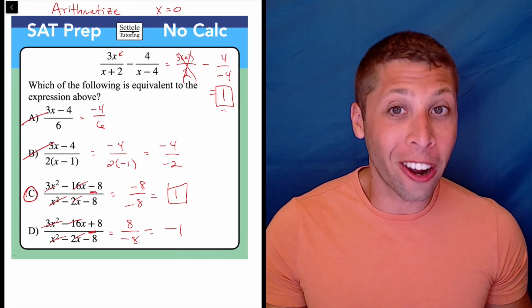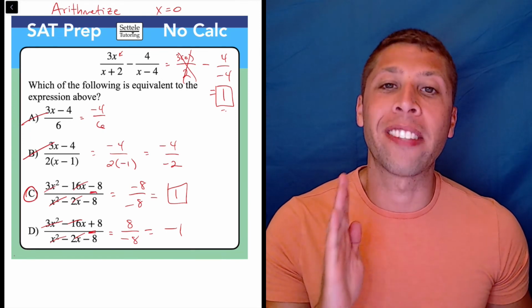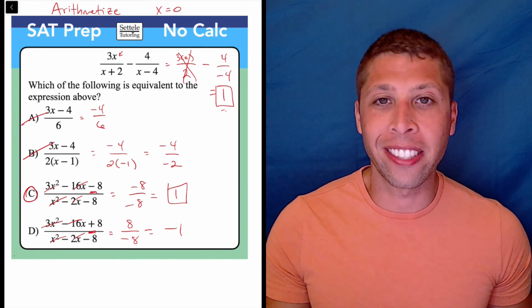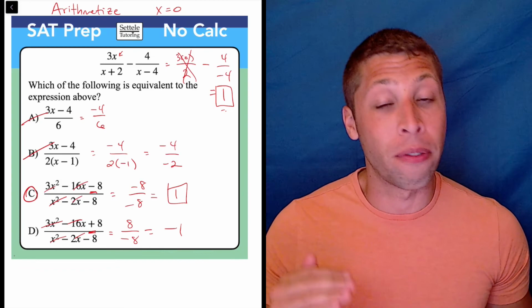The answers that are wrong aren't wrong randomly. They are wrong because they know the mistakes you're going to make, and what arithmetize does is it really lowers the chance that we fall for those traps.